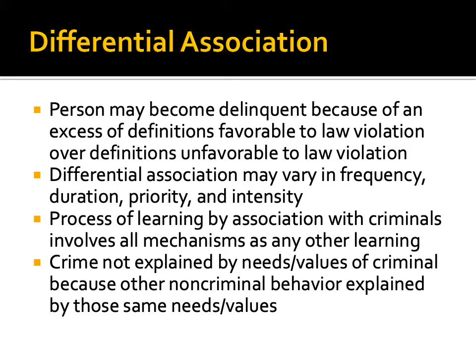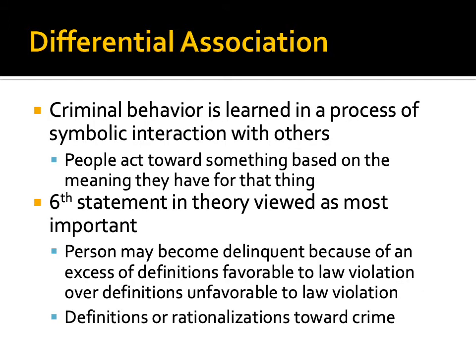Now already, hopefully this is jumping out at you as not a very parsimonious theory, right? Because there are 9 variables associated with the theory. So criminal behavior is learned in a process of symbolic interaction with others. And the basic idea of symbolic interaction, right, is people acting towards something based on the meaning they have for that thing. So for example, if you see someone wearing a black suit with a bow tie, cufflinks, a cummerbund, right, they're fairly dressed up, you are going to treat that person differently.